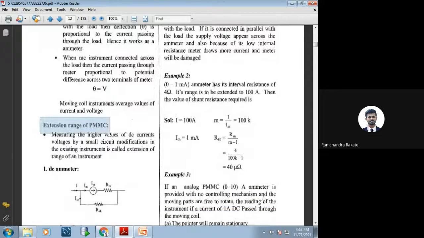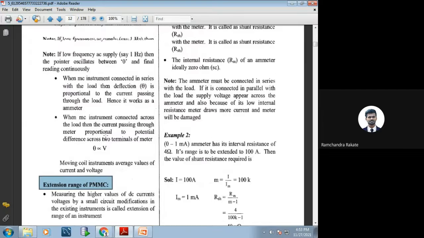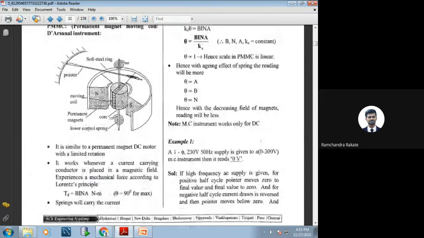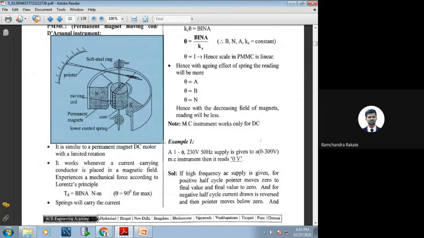Now the next topic is the extension of range of PMMC. When we are measuring high values of DC current through the PMMC, this is the PMMC, or we can say the D'Arsonval principle or instrument, and we are using it on the basis of Lorentz law. We apply Fleming's left hand rule and calculate the direction of current also.